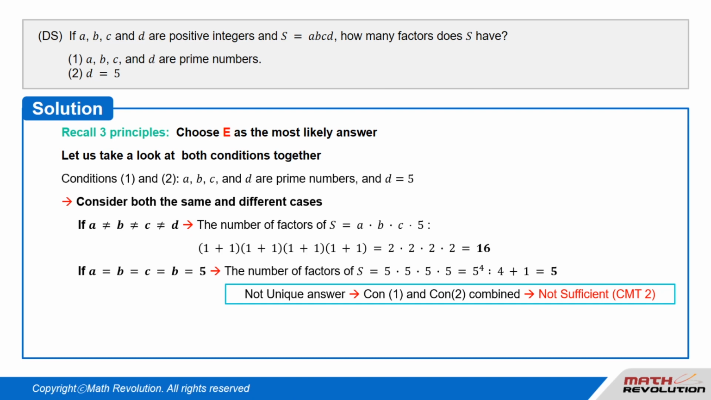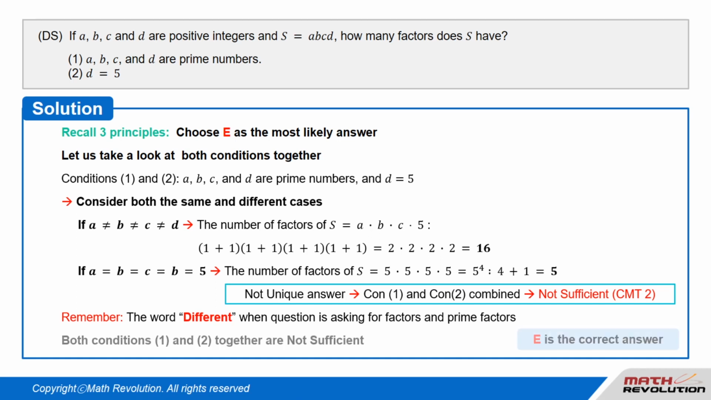This is really an important question. Remember the word different when the question is asking for the number of factors or prime factors. That is, you should consider the same and different cases. Both conditions 1 and 2 together are not sufficient. Thus, E is the correct answer. Answer E.